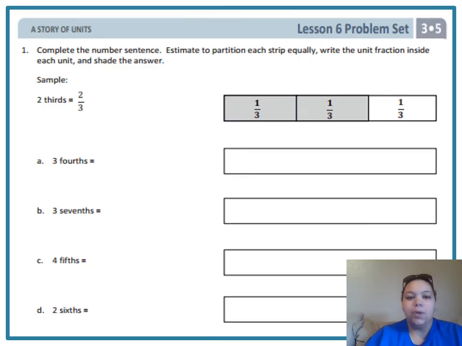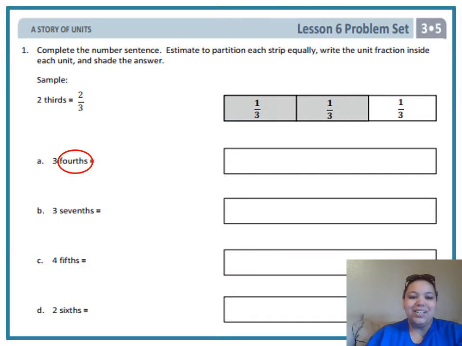All right, so let's look at our problem set now. So it says complete the number sentence, estimate to partition each strip equally, and write the unit fraction inside each unit and shade the answer. Okay, so in the sample one that was given to us, it has 2 out of 3 shaded. So how they did that is they first saw that the unit number is thirds. So when they took their whole, they broke the whole into 3 equal pieces. And then the 2 tells us how many of those thirds were shaded. 1/3, 2/3.